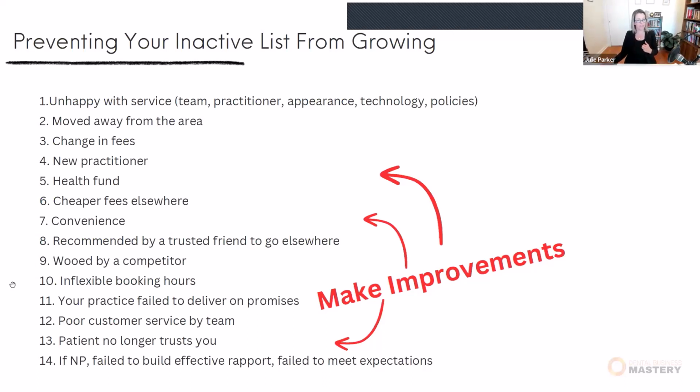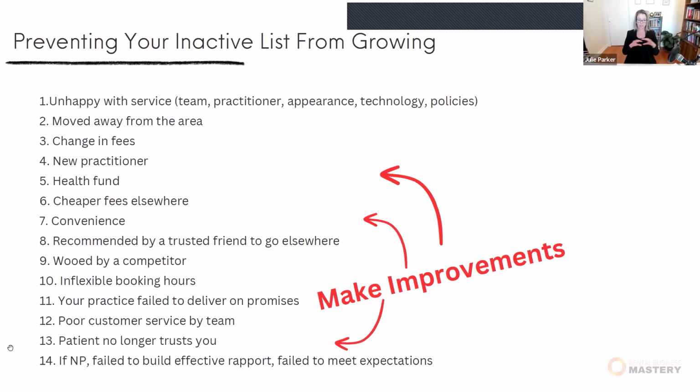Inflexible booking hours, you can certainly do something about that. Start offering an evening, start offering a Saturday morning or full Saturday or early morning hours. Your practice failed to deliver on promises. Again, we want to talk about, we've just gone to a concerted effort to improve the patient experience. These are the things that we've done. These are the comments that we've been getting from our existing patients. Woo them back. Poor customer service by team, same thing. Patient no longer trusts you, same thing.